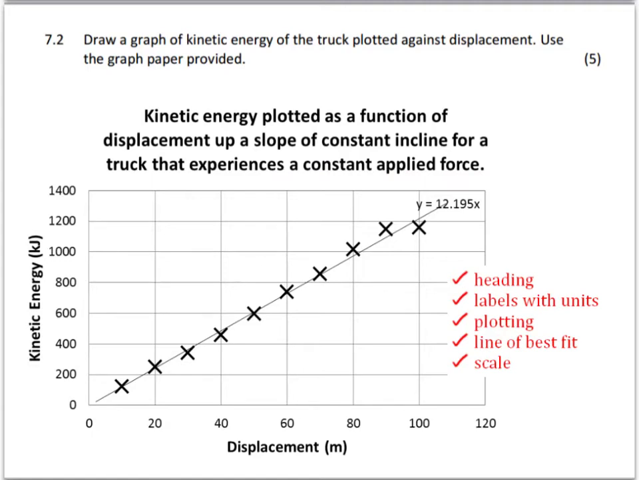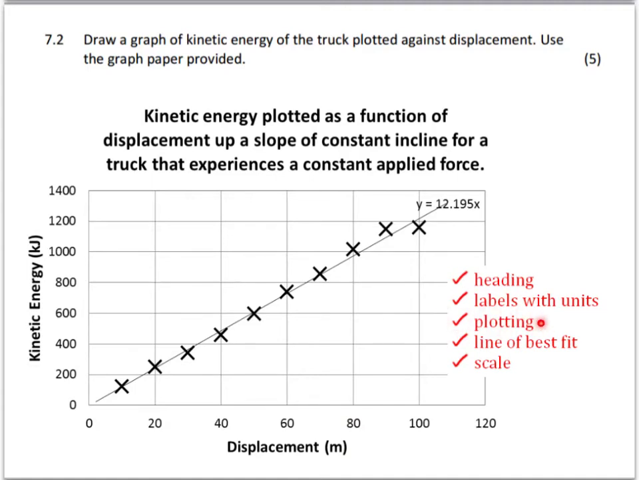We need to provide labels with units. Kinetic energy, here it's still measured in kilojoules. We haven't done that conversion yet. We haven't needed to do it yet. We're going to need to do that when we do some calculations. And displacement measured in meters. So those are the labels with the units for the axes.